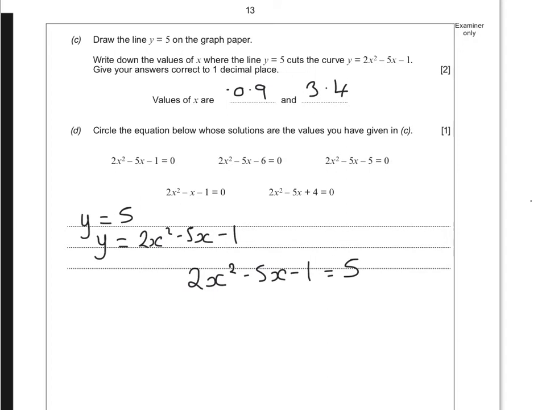However, in the question D, we notice that all of the equations are equal to 0. So to do that, we need to take away 5 from this side, which means we're going to subtract 5 from here. So 2 lots of x squared take away 5x, and then negative 1 take away another 5, it's negative 6, gives me 0. Do I have that as a solution? Yes.